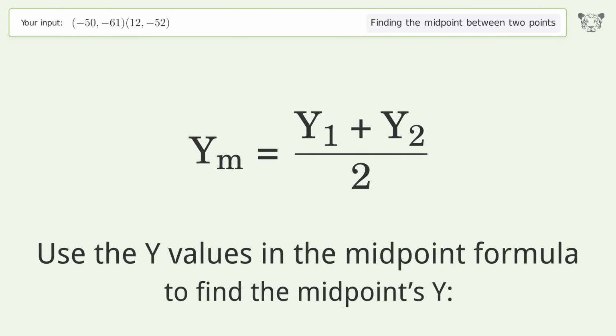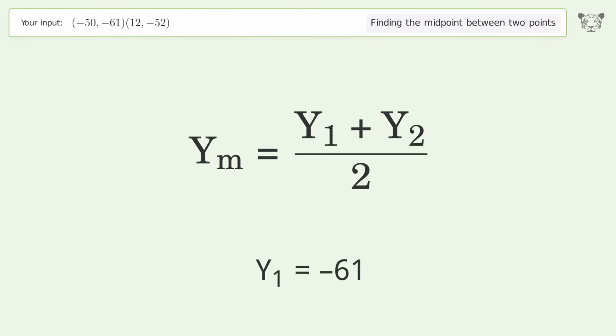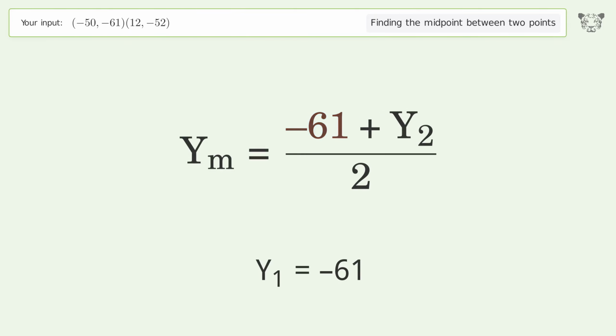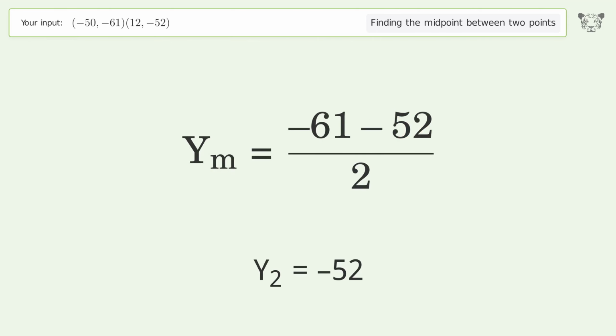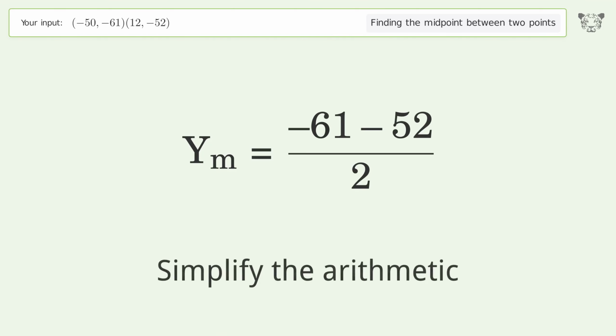Use the y values in the midpoint formula to find the midpoint's y. y1 equals -61. y2 equals -52. Simplify the arithmetic.